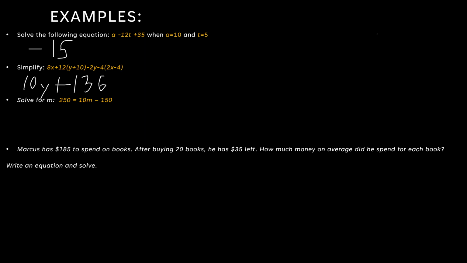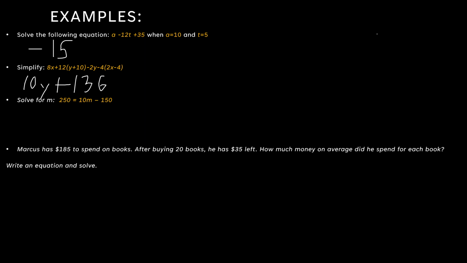Our next one, solve for m. So we have 250, which is equal to 10m minus 150. So in order to solve this one, we're going to start by working on isolating m. So the first thing that we're going to do is get rid of the 150 and move it to the other side.